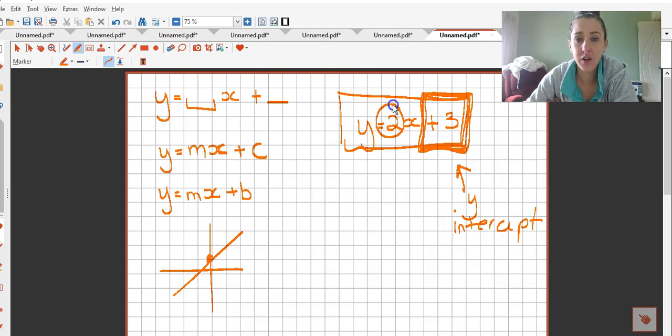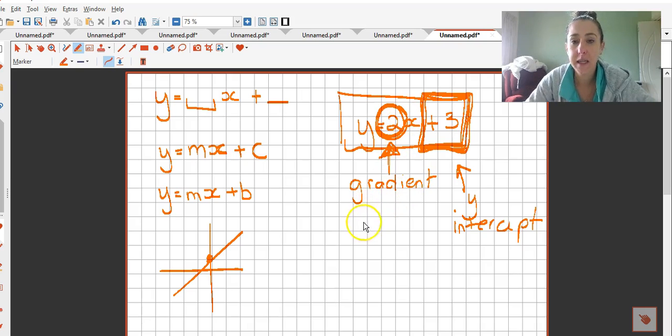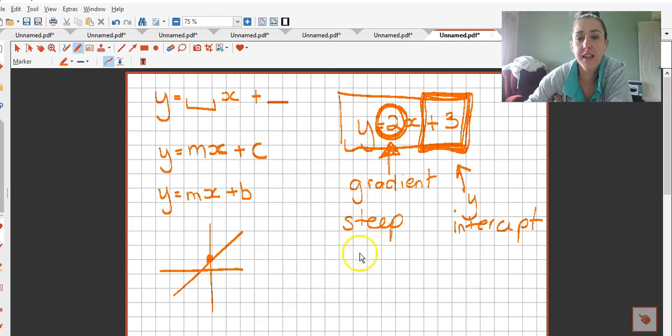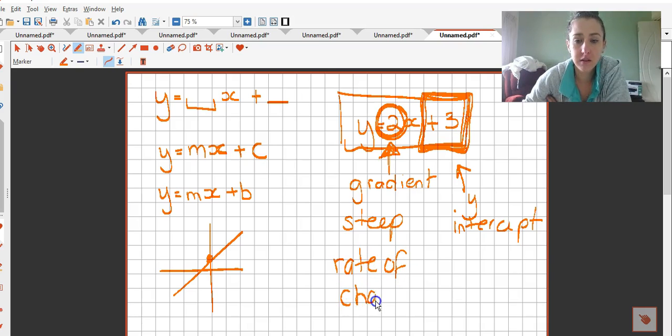Now what about this 2? What does that actually mean? This 2 here, the number that multiplies our x, is our gradient. So that's our steepness. That's how steep our line is. It might also be called rate of change. It talks about that line.